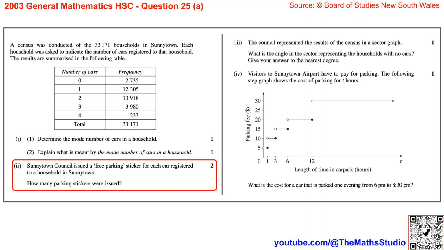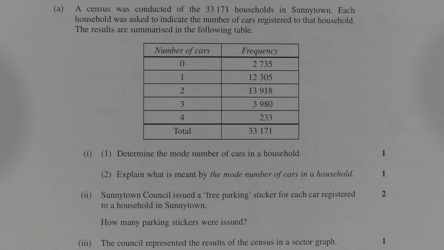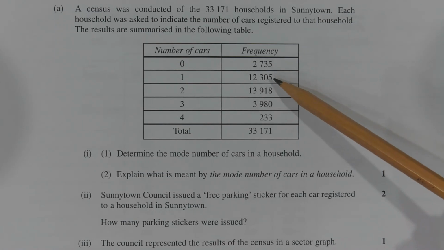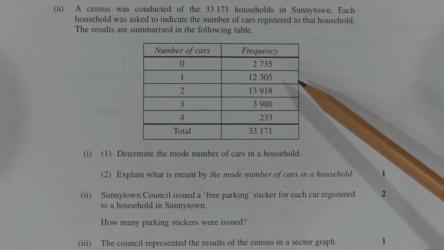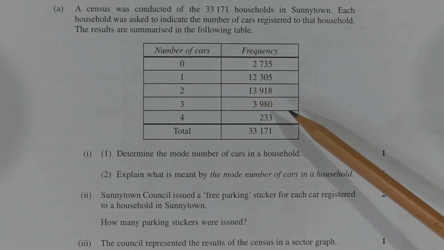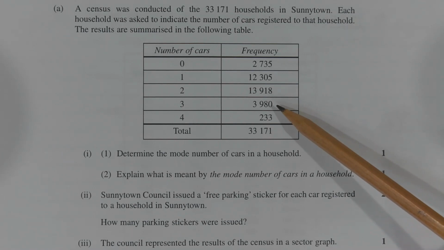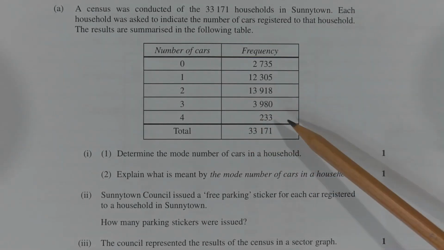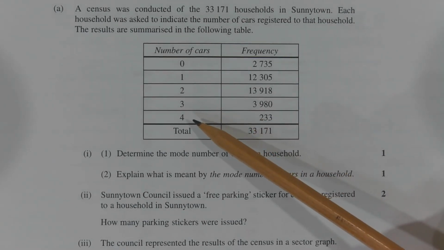Part 2. Sunnytown Council issued a free parking sticker for each car registered to a household in Sunnytown. How many parking stickers were issued? The number of free parking stickers issued is equal to the number of cars registered. So from the table, 12,305 households have 1 car registered, 13,918 households have 2 cars registered, 3,980 households have 3 cars registered, and 233 households have 4 cars registered.